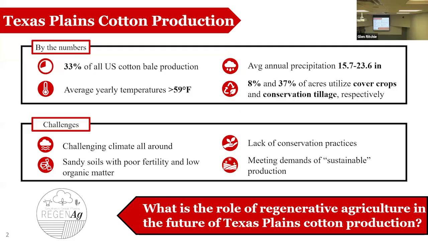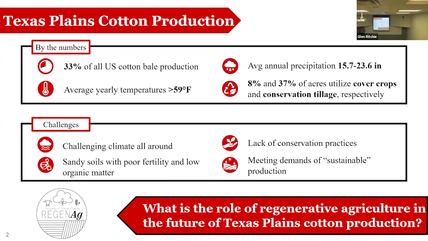So a little introduction to the region, even though I'm pretty sure all of you are very familiar. This region produces about 1/3 of the US cotton bale production every year, and we do it in a very difficult climate. It's very hot. Our average temperature throughout the year is oftentimes very close to 60 degrees Fahrenheit, and we get very little precipitation, usually between 16 to 24 inches. And the use of conservation practices is very low in this region, with about 8% of acres utilizing cover crops and 37% utilizing conservation tillage, respectively. So all in all, this creates a lot of challenges for the region. It's a challenging climate all around.